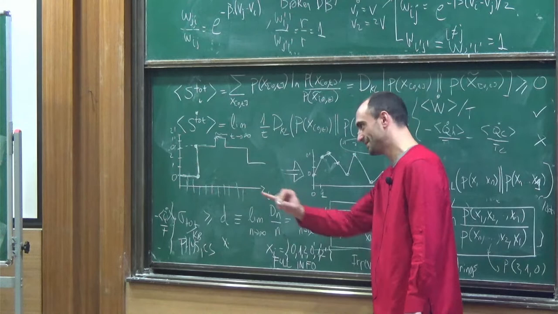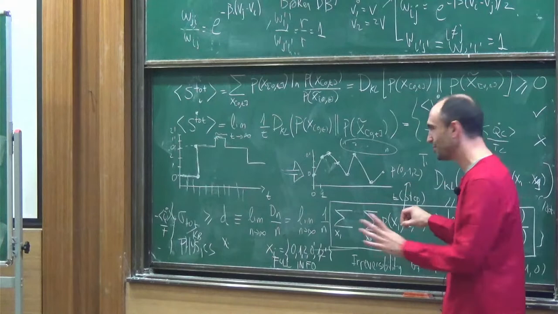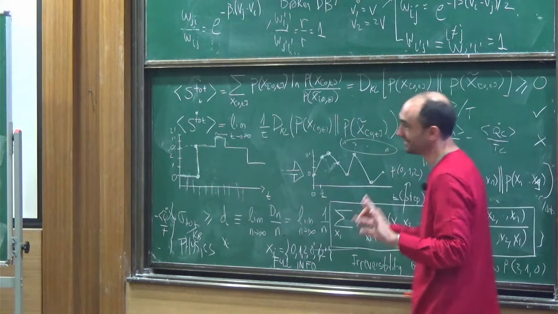Of course, this is the ideal thing. The ideal thing is I have an infinite length, and I can do it. But in practice, this is impossible to do. Theoretically, this can be proved. Now we will come to practice and how things can be done in a real experiment.